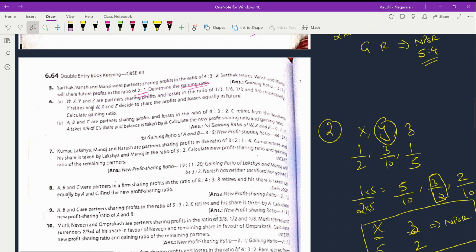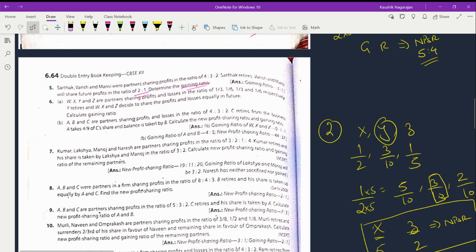W, X, Y and Z are partners who are sharing the profits and losses in the ratio 1 by 3, 1 by 6, 1 by 3 and 1 by 6 respectively. Y has retired and W, X and Z decided to share the profits and losses equally in future. Again they are asking you to calculate the gaining ratio. So you have got the old ratio and you have got the new ratio.